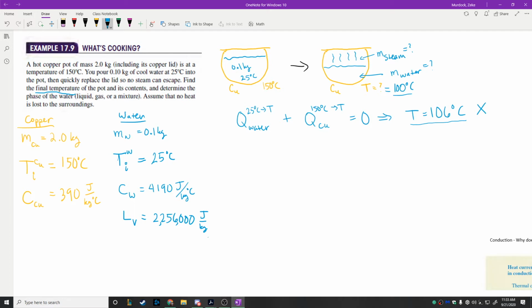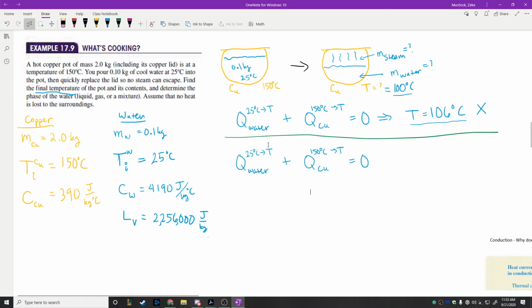So if we know this, the problem is much easier to solve, because now we can do the process again, but we add one additional step in here. I'm just going to copy this to make it go a little faster. The temperature T is no longer T. We know what it is. And in addition, we're going to add one more term in here. So the water is going to go from 25 to 100. This is going to go from 150 to 100. And the new term we need to add in here is the mass of the water.